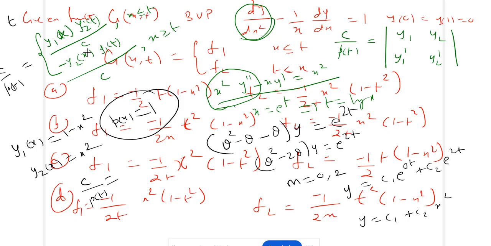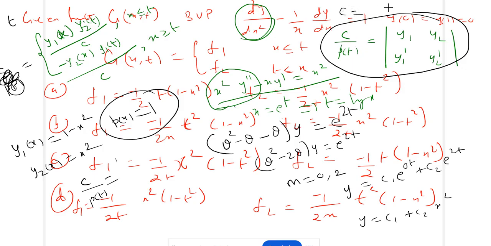Sorry, this is not c by p of t, this is the solution, the Green's function: c by p of t equal to the Wronskian. So p of t is 1, then c equal to the Wronskian of y1 of t equal to 1 minus t square and t square. Differentiating, here minus 2t, here plus 2t. If you find this determinant, we get 2t. So c equal to 2t.